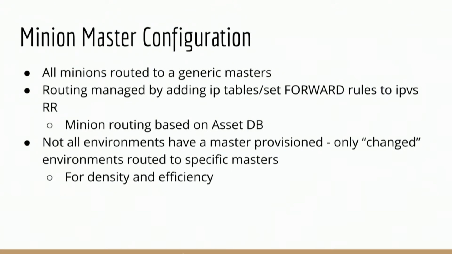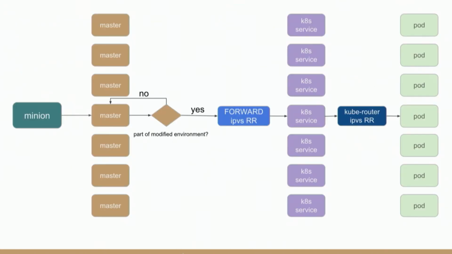So the minion master configuration, all the minions are routed to generic masters. On those masters, you have a forward rule, which talks to a localhost endpoint, and that localhost endpoint is an IPVS endpoint. Behind that IPVS endpoint is round-robin service endpoints for Kubernetes. Okay? And just an important fact, just because you have an environment, there's a lot of tenants that only use Salt as a command channel, and they don't care about states, they don't care about pillars, they don't get their own master. We actually just loop them into the generic master pool.